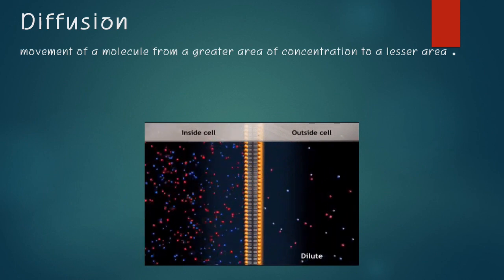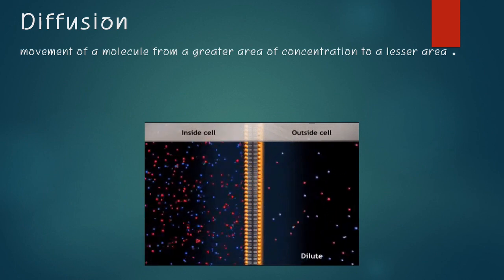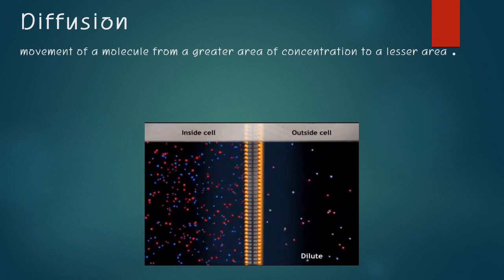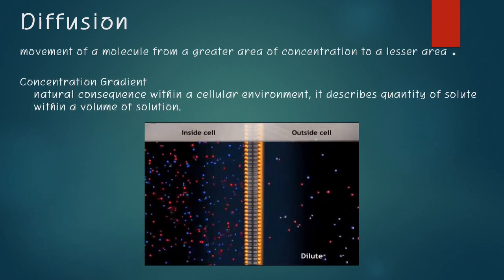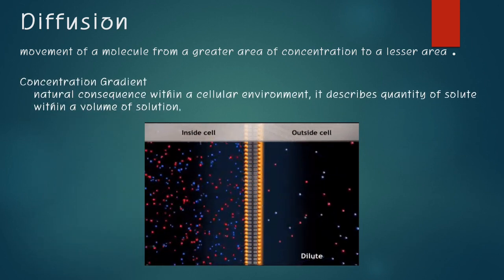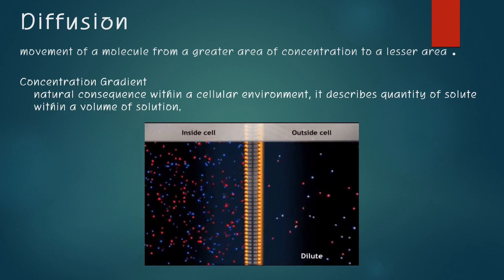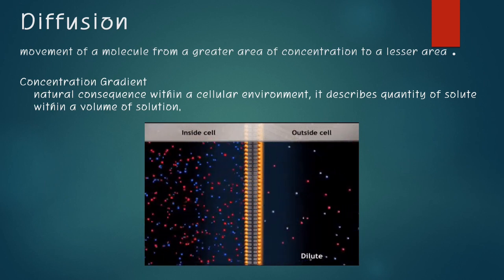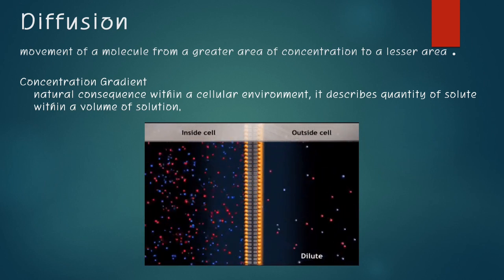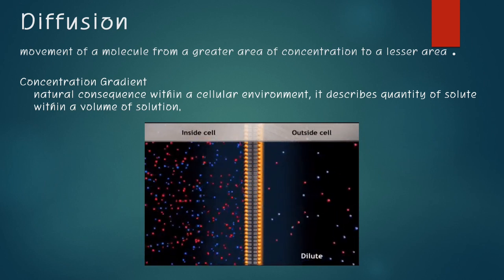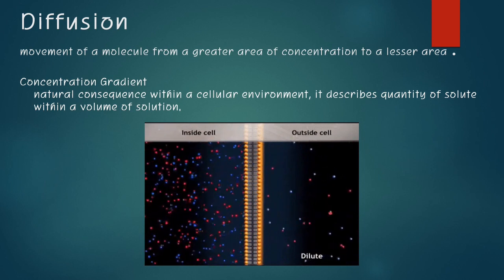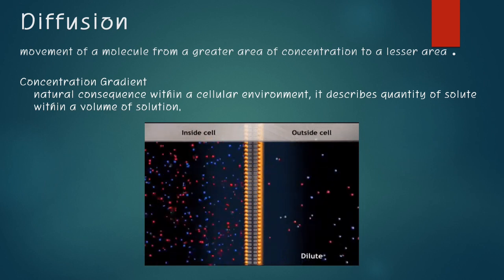Diffusion is the movement of molecules from an area of greater concentration to a lesser area. The rate of diffusion depends on the type of molecule and the concentration gradient, which is a natural consequence within a cellular environment. It describes a quantity of solute within the volume of a solution.